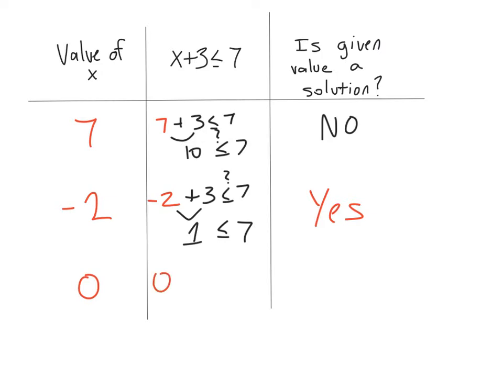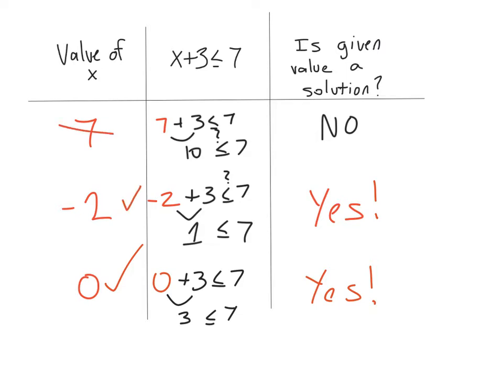And then this last one was 0. Is 0 plus 3 less than or equal to 7? Well, what's 0 plus 3? Not 0, that's times. 3 less than or equal to 7. Is 3 less than or equal to 7? Yes. So again, that is a solution, that is a solution, that is not a solution.